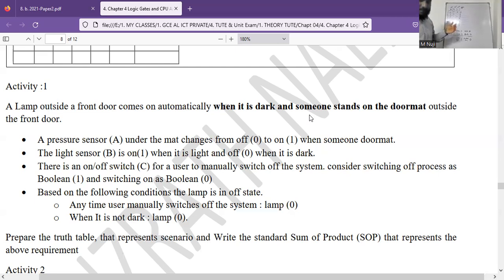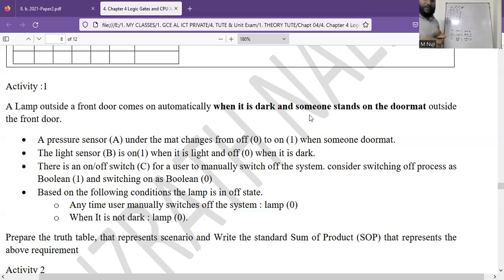So here the first one. When it is not dark, lamp always 0. So when it is not dark, means that this area. No problem. So this is always 0. You understand? So except one area, the rest of them are zeros.